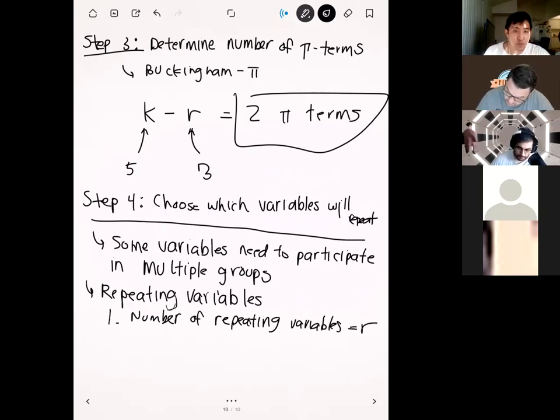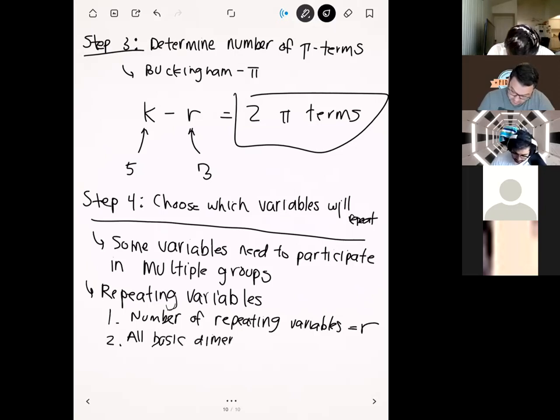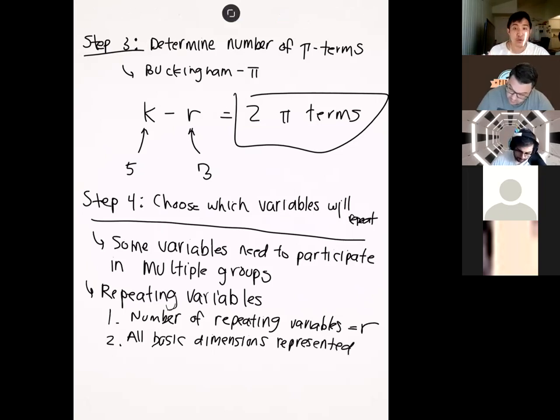Most of the time it's going to be 3. Another criterion that these repeating variables need to have is that as a group, all 3 of them need to represent all the basic dimensions. And that's not individually. So that basically means as a group, we need to have at least one mass, at least one length, and at least one time.